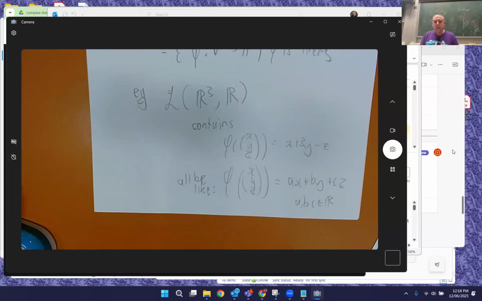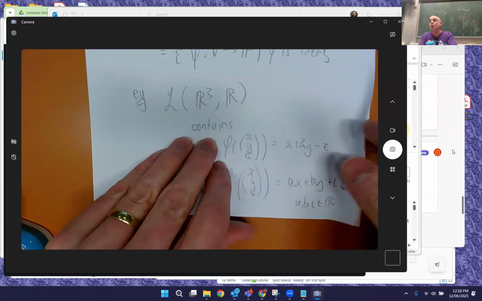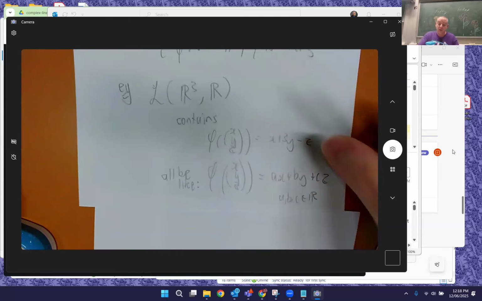So it's useful to have an archetype like R3. The linear maps in R3 are all, can I just be even more? Watch this.